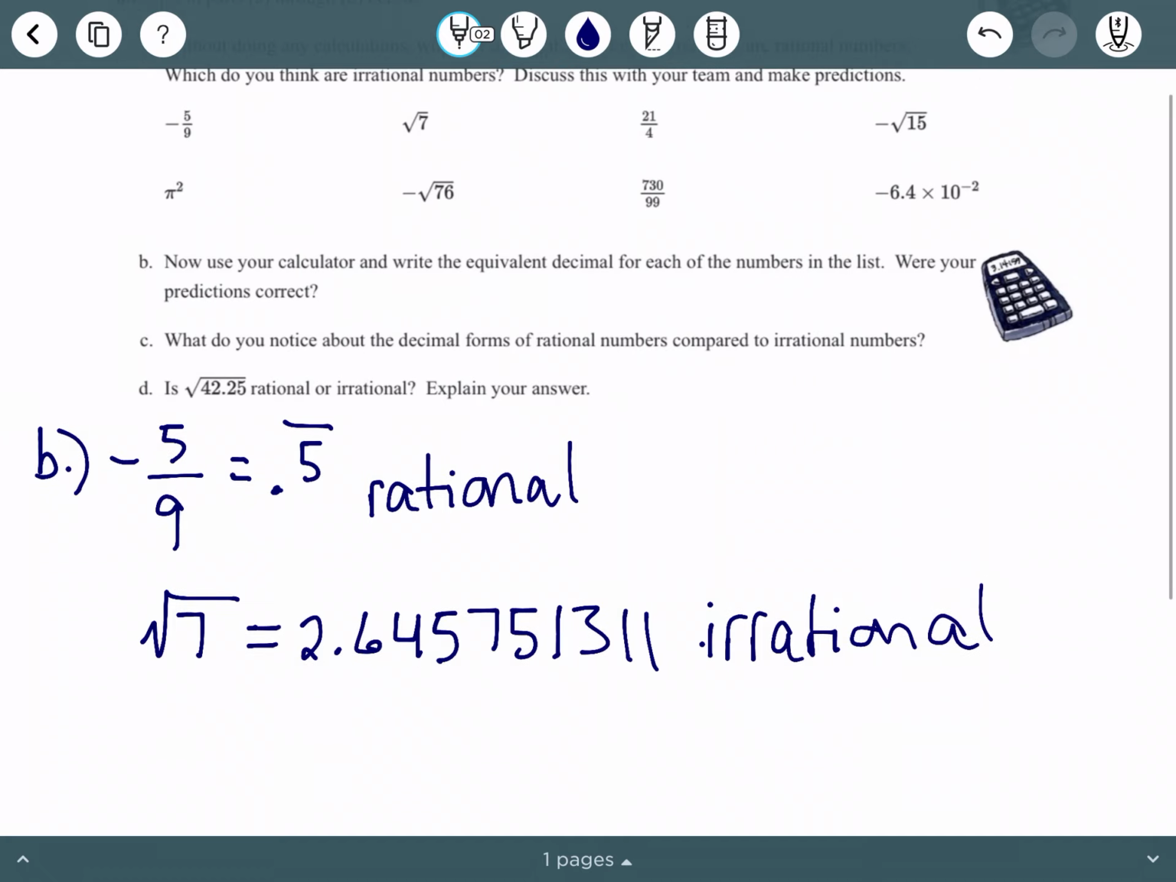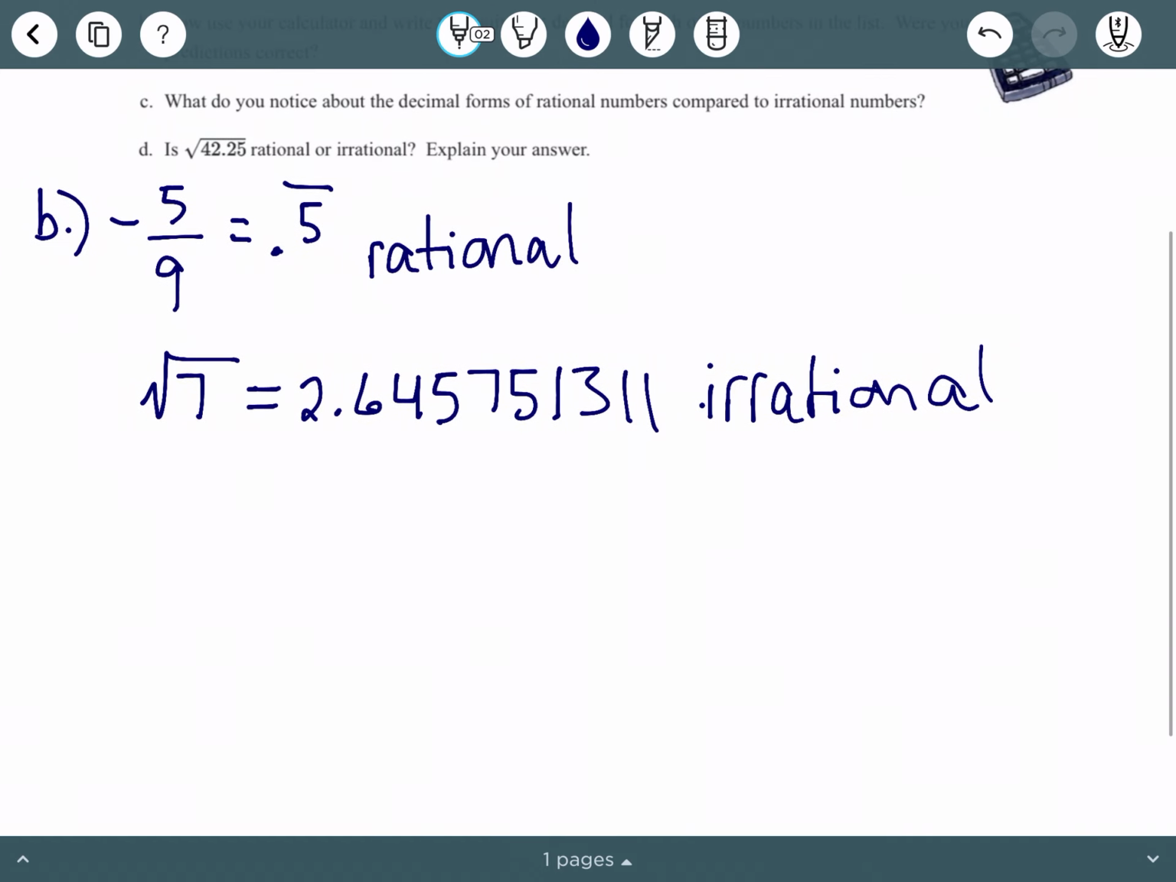All right, moving along to the next one, 21/4. Remember 21/4 is the same as 21 divided by 4. So to find the decimal equivalent, we're going to do 21 divided by 4. And when you put that into your calculator, you should get 5 and 25/100ths. And because this decimal terminates, or it ends after the 5, this would be considered a rational number.